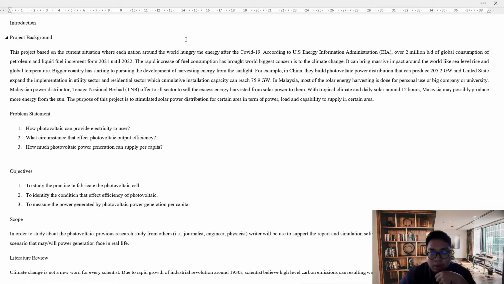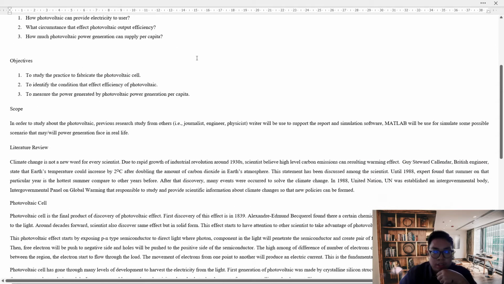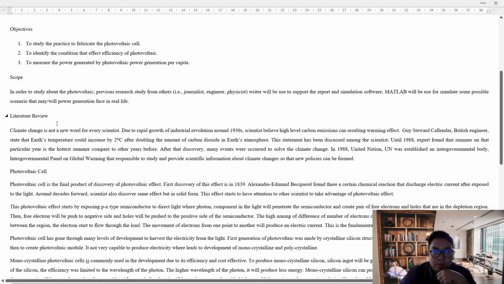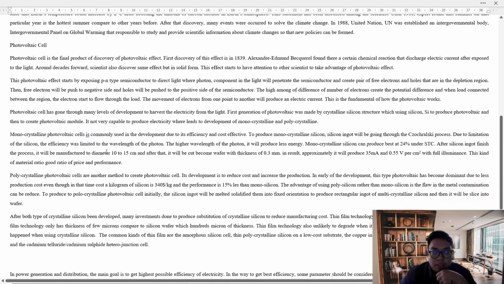researchers, and we are going to use the simulation software, which is MATLAB, to simulate the conditions that are possible to occur in real life. This literature review is talking about the photovoltaic cell and its efficiency, and the efficiency that is affected by the surrounding condition.